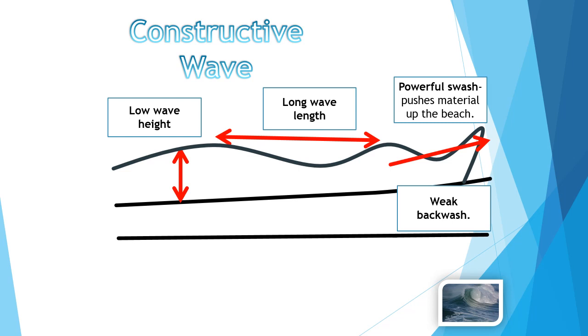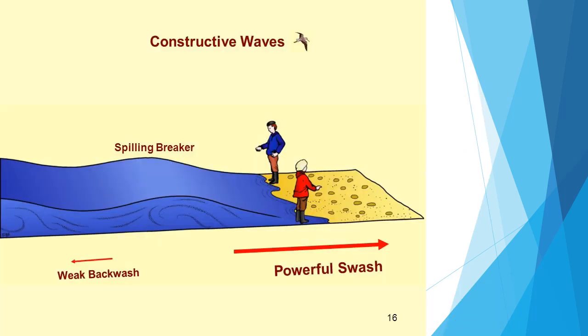So the combination of a powerful swash pushing material up the beach and a weak backwash which doesn't have the power to bring much material back out to sea means that the beach is built up or constructed. We call this deposition. So a beach where there are constructive waves will get bigger. Here's another diagram showing that, with a powerful swash and a weak backwash.